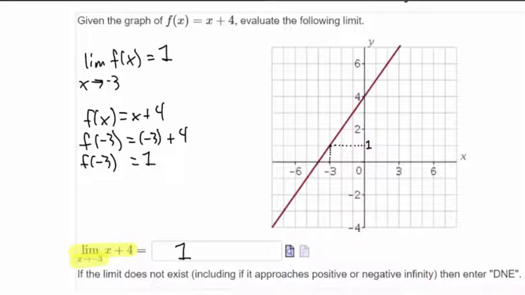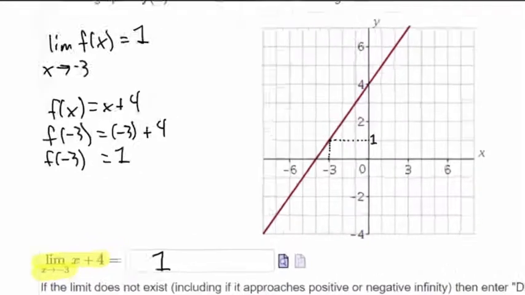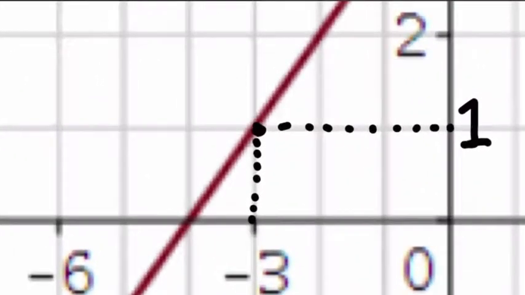If the limit does not exist, then we would just put DNE, or if it approaches negative or positive infinity. But in this case, because our line is continuous, is defined everywhere, there's no gaps we need to worry about, we can just evaluate. Or we could consider, like we did with our table of values, maybe there was a hole here, we couldn't actually get this value.